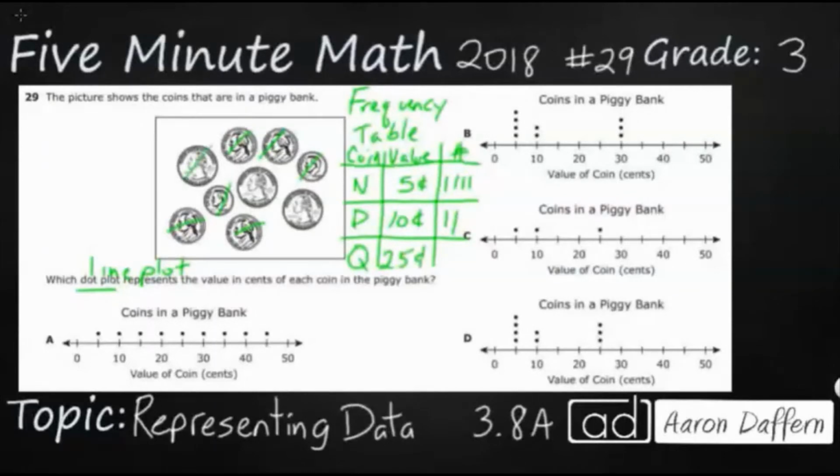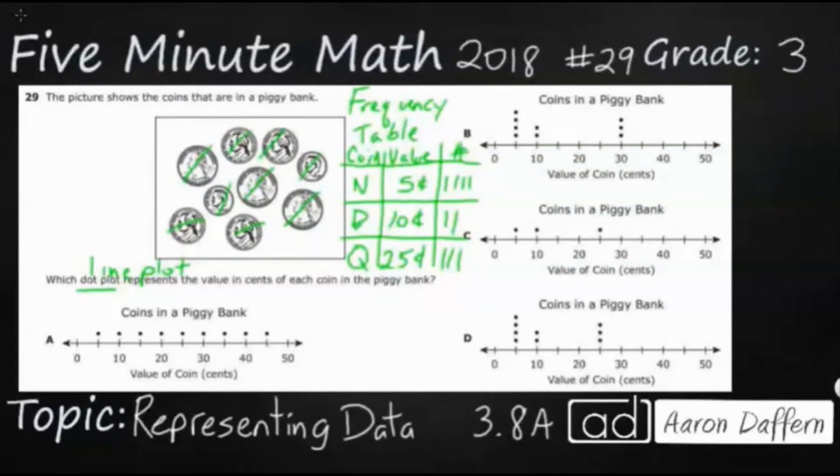And I've got 1, 2, 3. 1, 2, 3. Now that I've got this little frequency table, I know that I've got 4 nickels, 2 dimes, and 3 quarters. So now I need to put these onto a dot plot here.